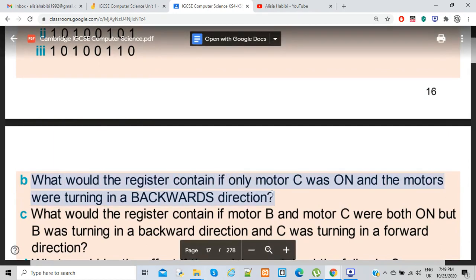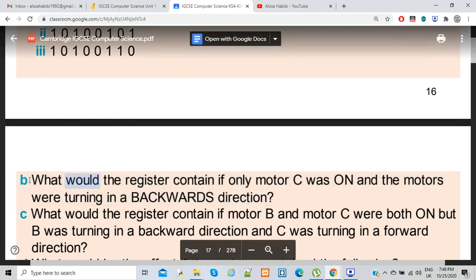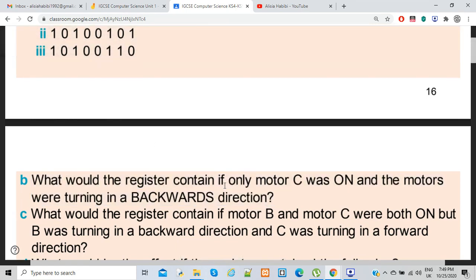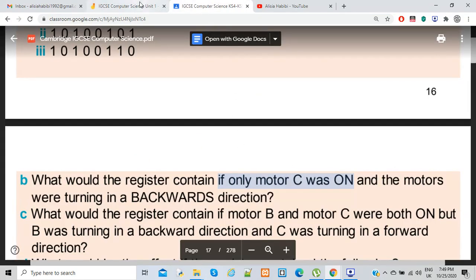When we say this instruction as humans, the computer doesn't understand text, so it has to be interpreted into machine code using binary. So how do we interpret it? It says only motor C should be turned on. I'm going to erase this part because it's interrupting where I need to write, and put this at the top, which will be way easier. This is instruction activity 1.3. Only motor C should be on.